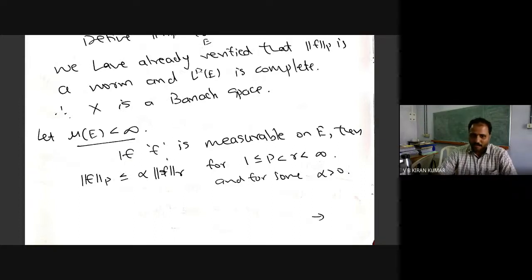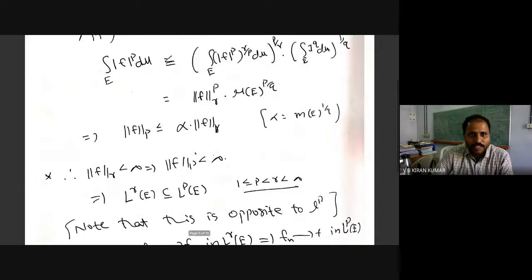Now, my claim is that if f is measurable on E, then the norm of f in L^p is less than or equal to alpha times the norm of f in L^r, for 1 less than or equal to p less than r finite, and for some alpha greater than 0. This is true when the measure of E is finite. Let me prove this. My claim is that the norm of f in L^p is bounded by some scalar times the norm of f in L^r. The proof is very simple.